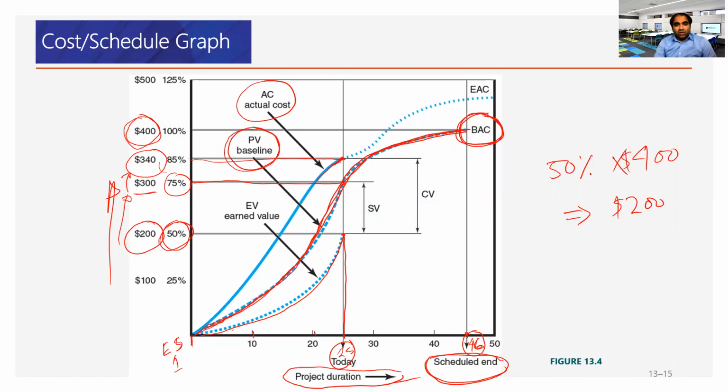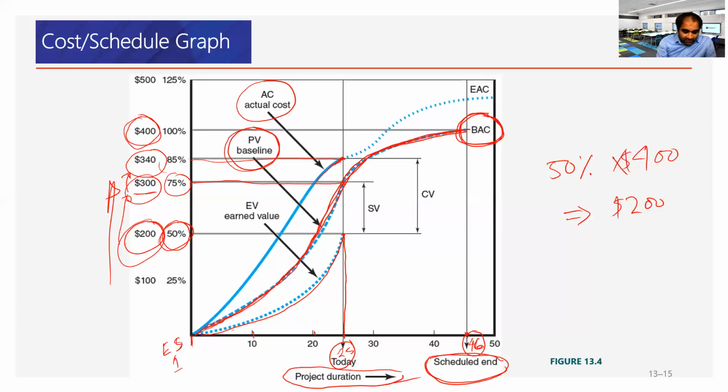$340, yes. So the actual cost is 340, which is more than the planned value of 300 and the earned value of 200. So what we did is we actually earned only $200 value of work by spending $340, 25% more than planned.